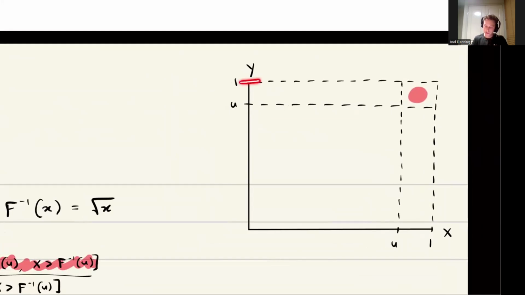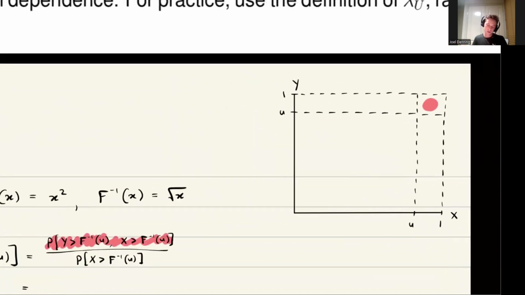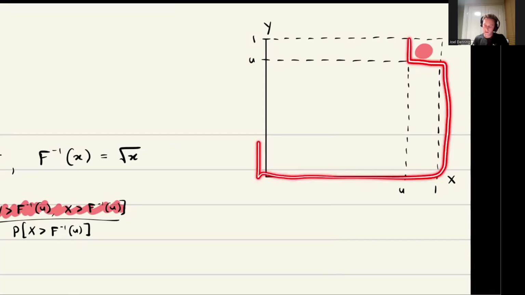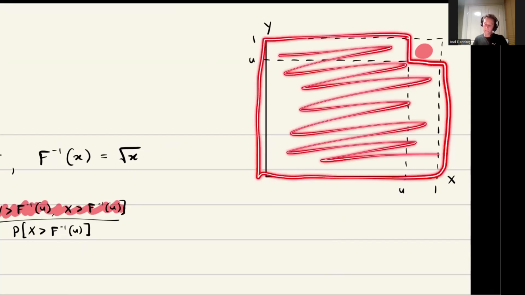I'll also note that I've stopped these at 1 since x and y are both bounded at 1, right? So this could go on for longer, but since x and y are both bounded at 1, we can stop it at 1. So now, we want to try and think about the complement, right? That's usually what we try and do. So we're interested in this area, so all of this stuff.